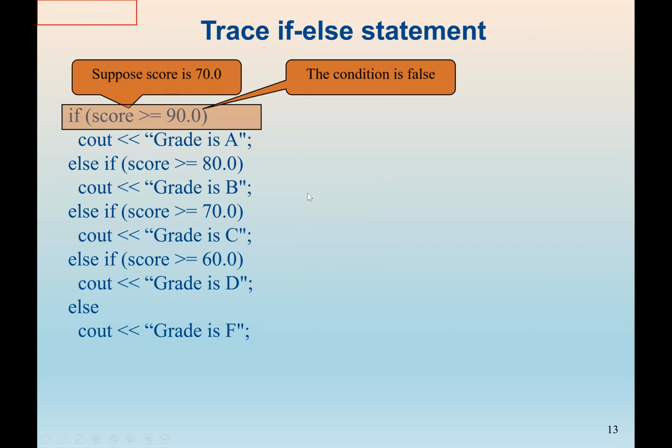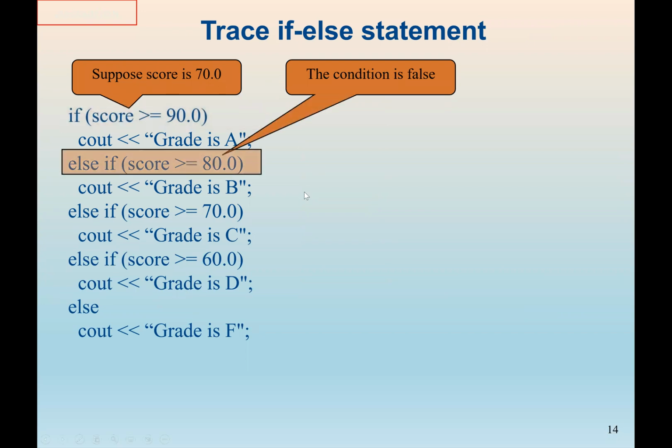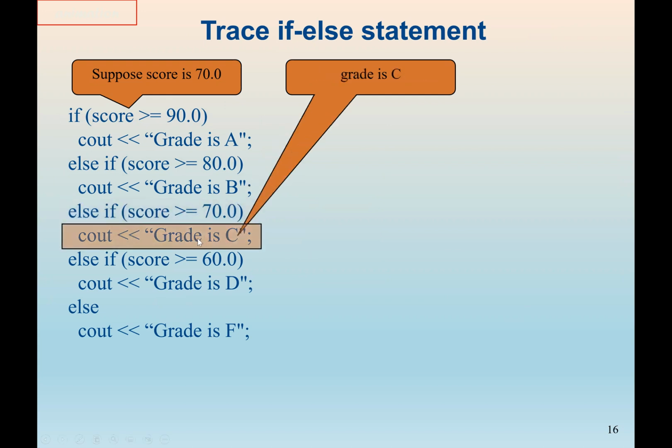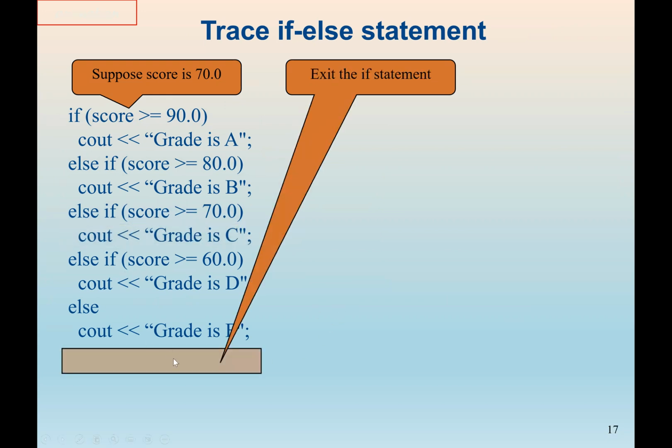Suppose the score is 70. We check, is 70 greater than or equal to 90? No. So we are not going to print grade is A. Next we check, is 70 greater than or equal to 80? No, we are not going to print. Then is 70 greater than or equal to 70? Yes. So we are going to print grade is C. Then we skip the rest. We are not going to check the remaining conditions. So we exit the if statement if any of the conditions is true.